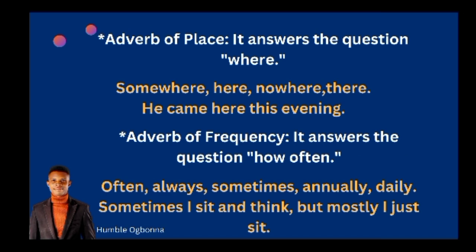We have adverb of place. It answers the question, where? Where did it happen? Somewhere. Here. Nowhere. There. Sentence: he came here this evening. Where did he come? He came here. This is an adverb of place. You notice that in this sentence, here modifies came, which is a verb. He came here this evening.